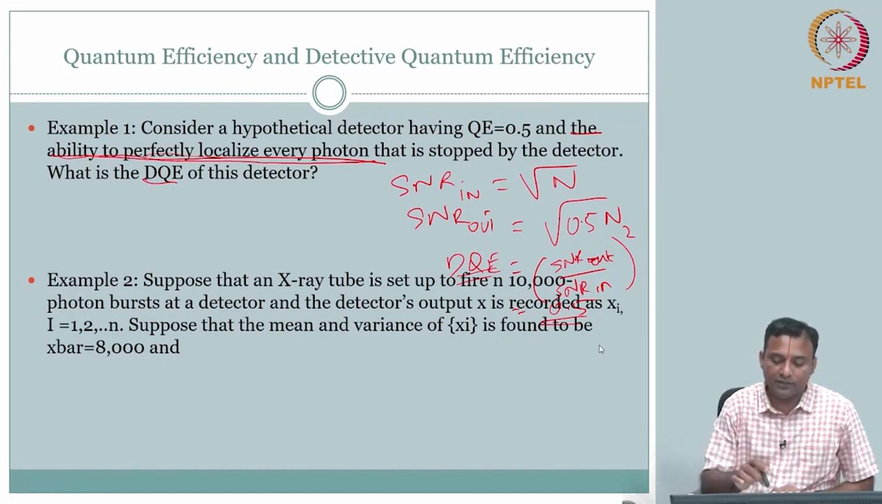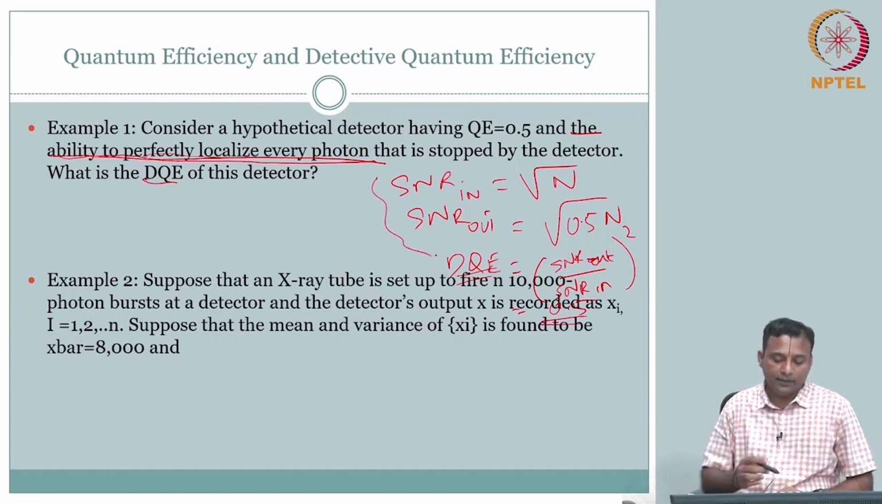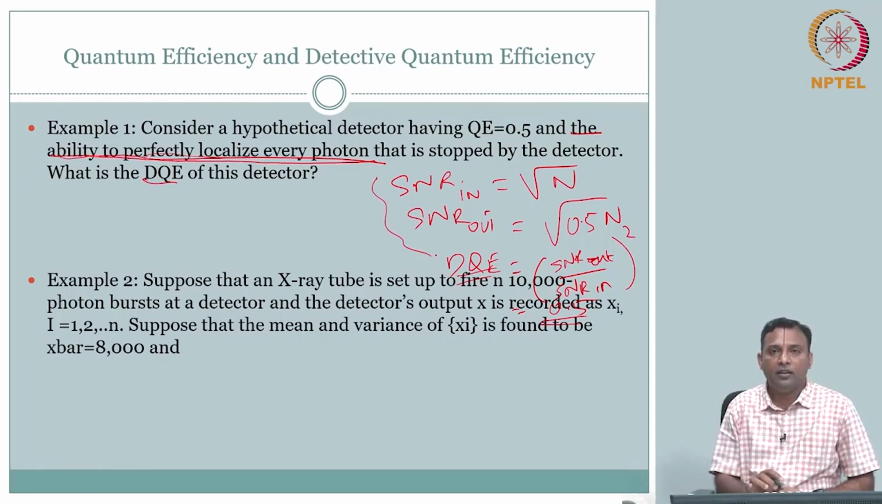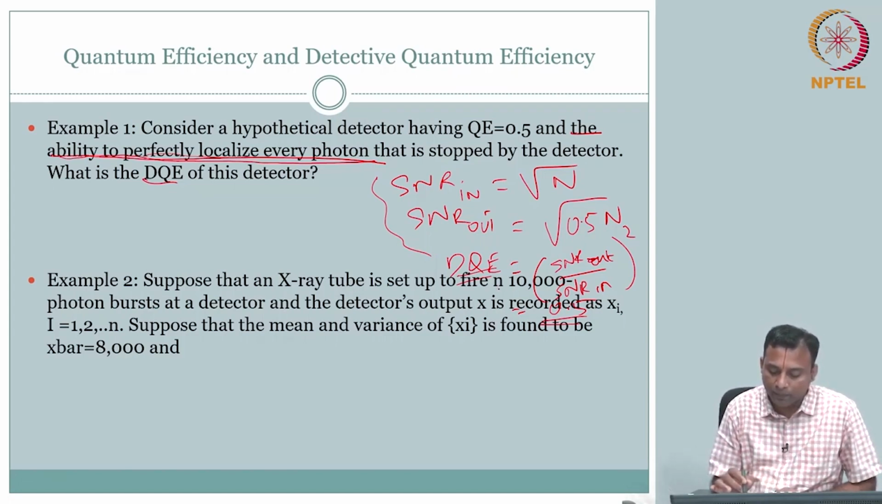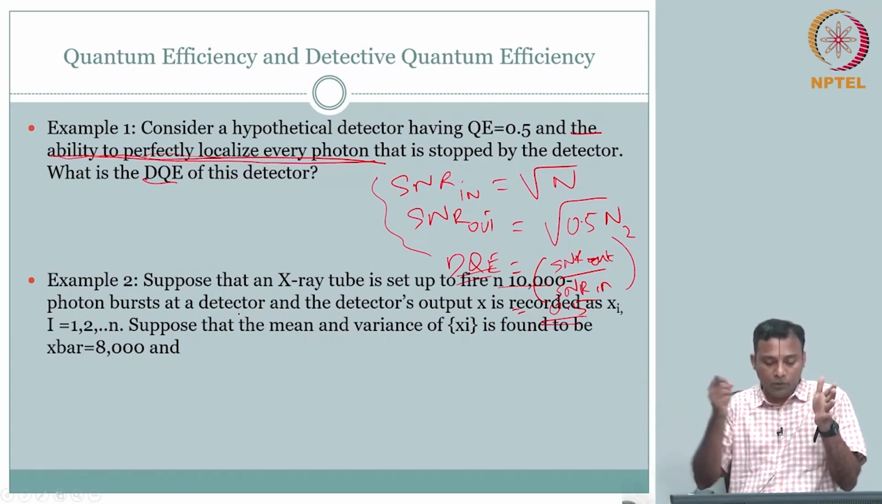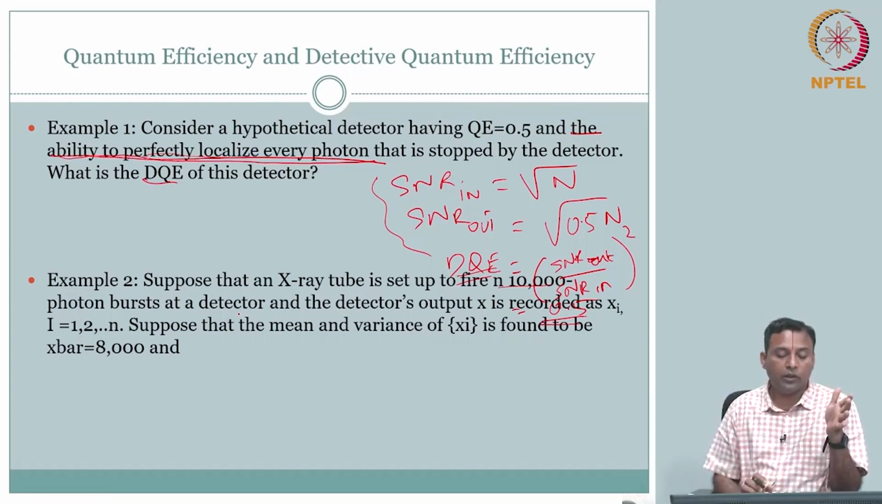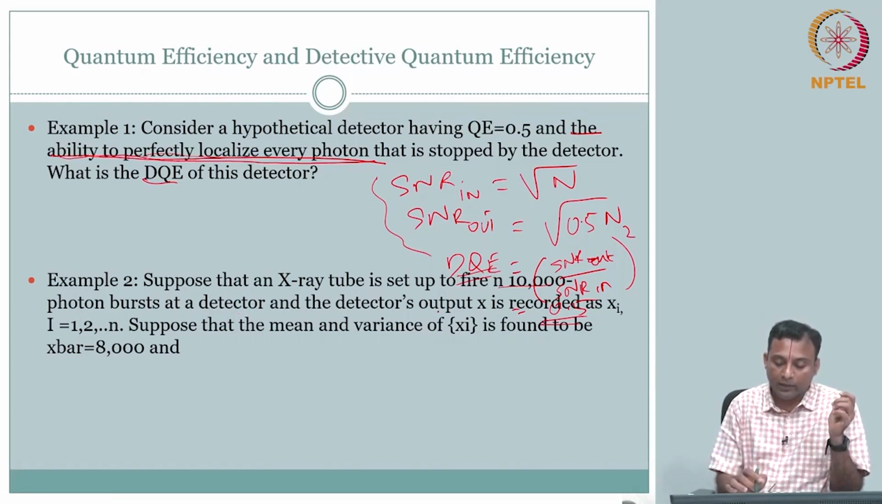First we took a hypothetical case. This is a little closer to reality than what we did now. Suppose an X-ray tube is set up to fire 10,000 photon bursts at a detector. So you have a detector, and on the input side you have 10,000 photon bursts coming. The detector's output X is recorded as Xi. So the output is a random variable X and it's recorded as Xi. You have n photons.